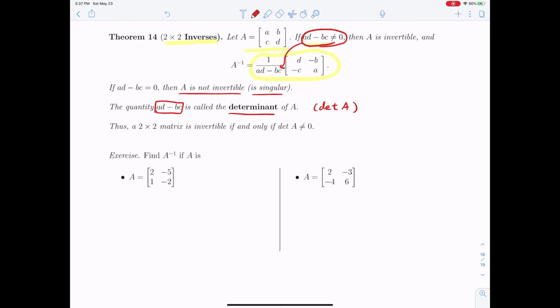Then a 2 by 2 matrix is invertible if and only if the determinant is not equal to 0. Let's pause the video and try to find the inverse matrix of the given matrices, if the inverse exists.